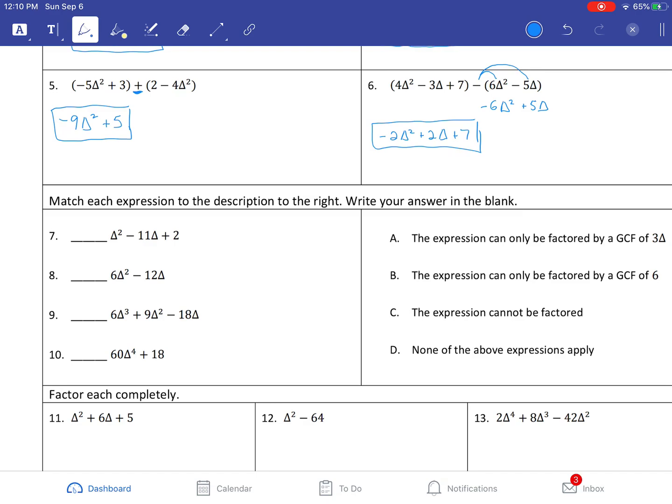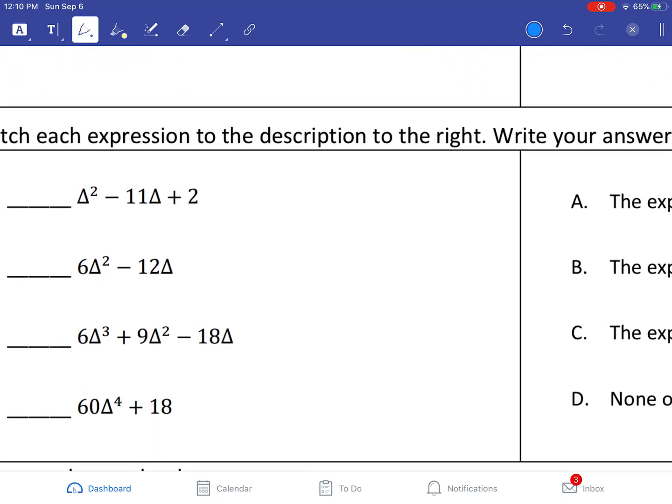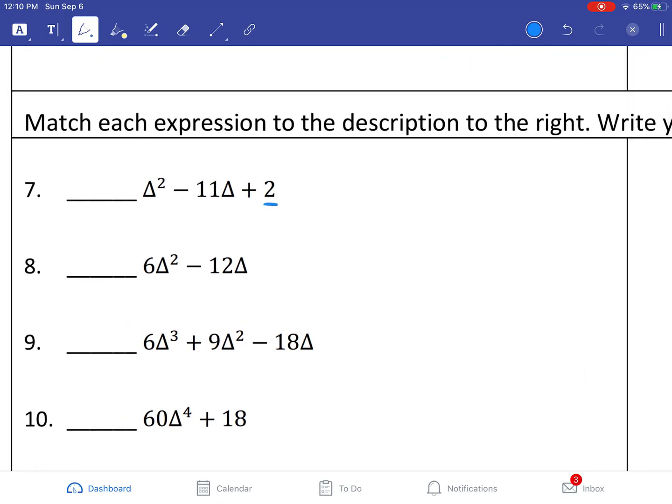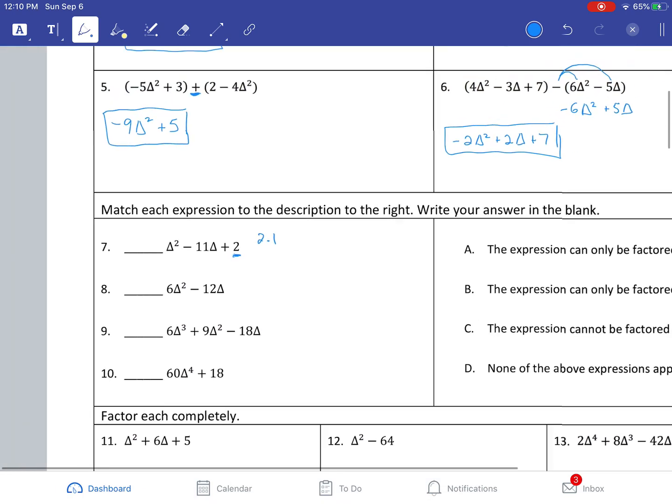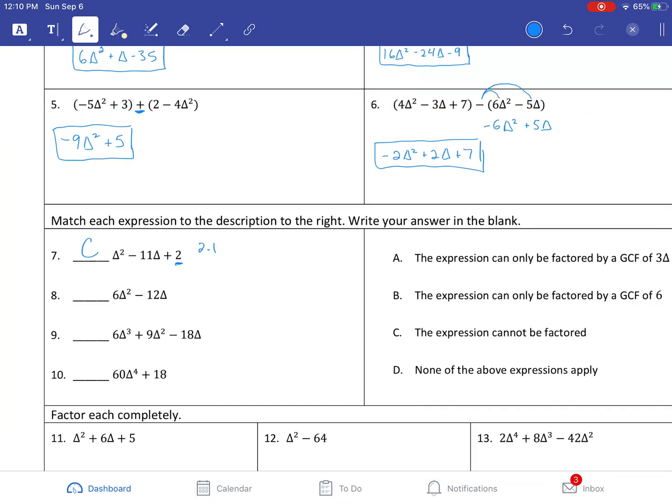Let's go to the first one. So you got triangle squared minus 11 triangle plus 2. Well, if you're thinking about how these things work, this number 2, let's make this big. This number 2, two numbers had to be multiplied, and the factors of 2 are 2 times 1. Those give you 2, and those two numbers added together are supposed to give you 11. Well, that's not going to happen. So this cannot be factored. So that would be C.